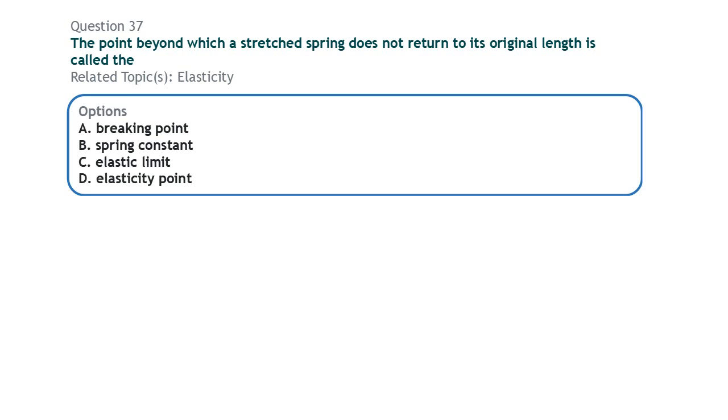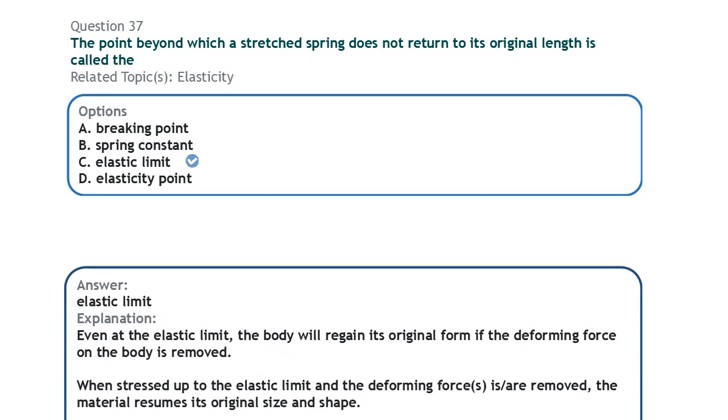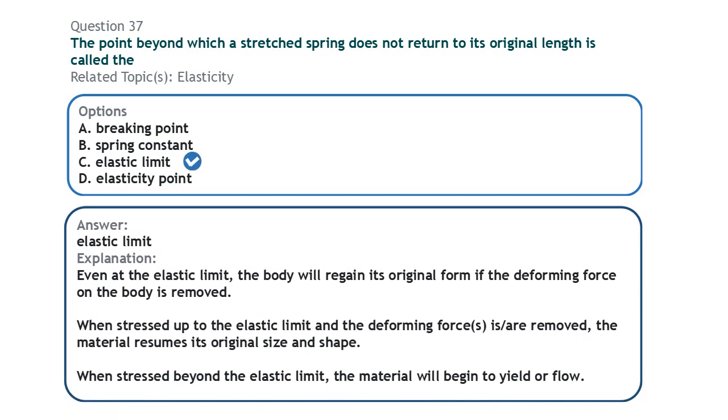Next question in elasticity. The point beyond which a stretched spring does not return to its original length is called the. That is called the elastic limit. The elastic limit is the point beyond which a stretched material or object will not return to its original length. But if the object is released, even at that elastic limit, it can still regain its original form. But if it is stretched above the elastic limit, then it does not return to its original length.